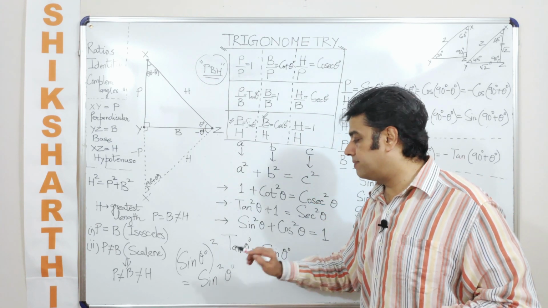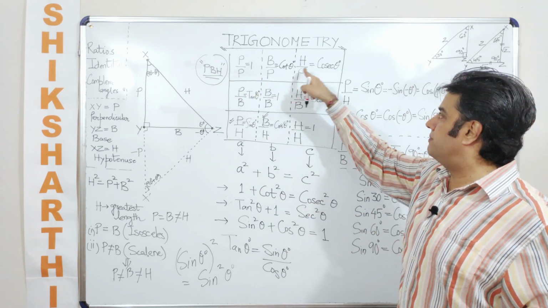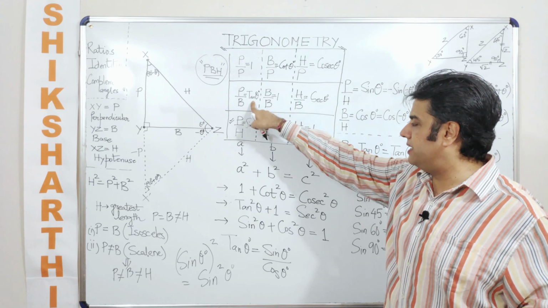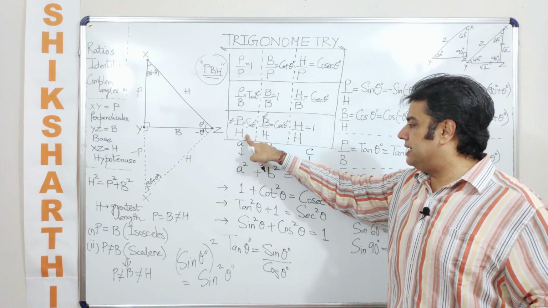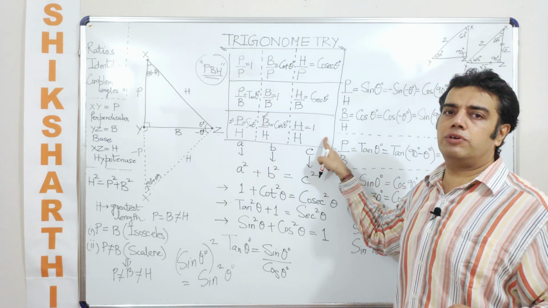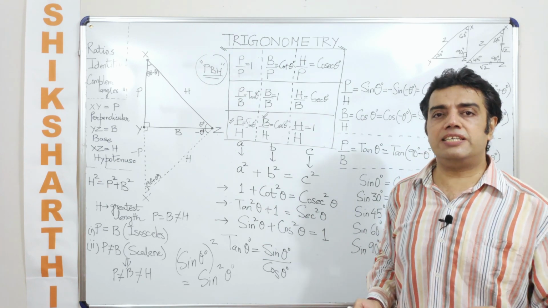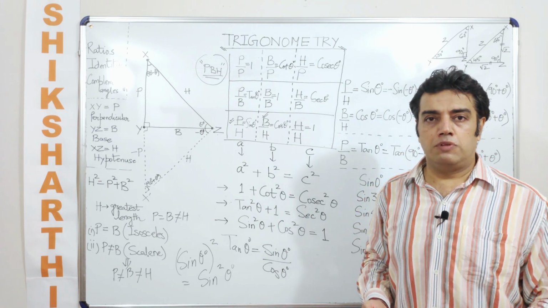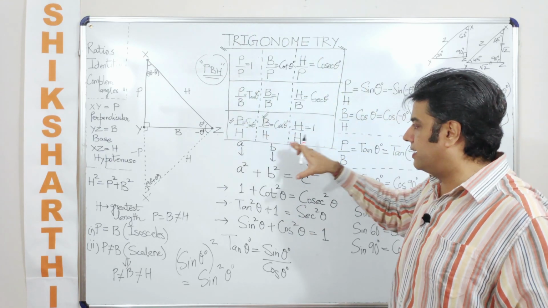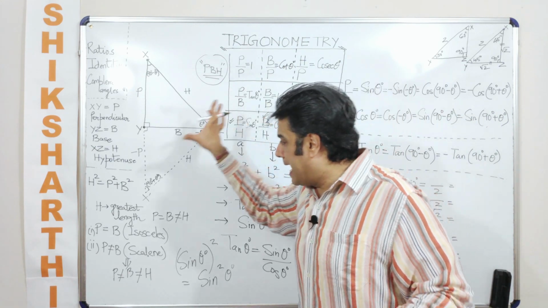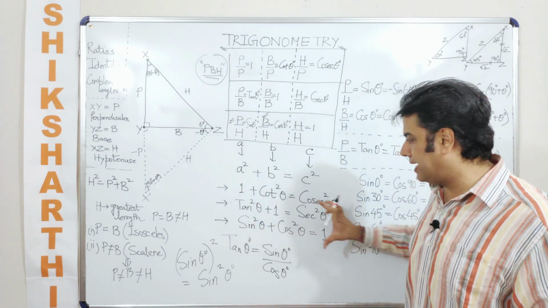Please bear this thing in mind. 1 plus cot square theta will be equal to cosec square theta. The same thing I'll say here: tan square theta plus 1 will be equal to sec square theta. And finally, sine square theta plus cos square theta will be equal to 1. So this really becomes fun, and nobody is expecting you to mug it up. You just have to understand it fundamentally. This is the trigonometric ratio: with the help of ratio and the Pythagoras theorem combined together, you are able to get these trigonometric identities.